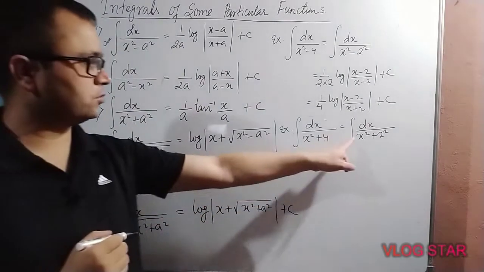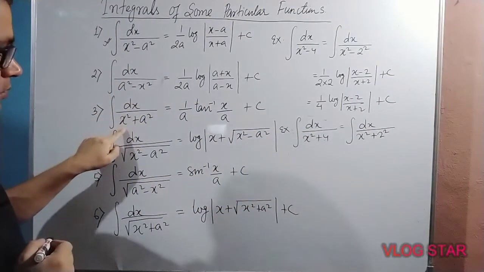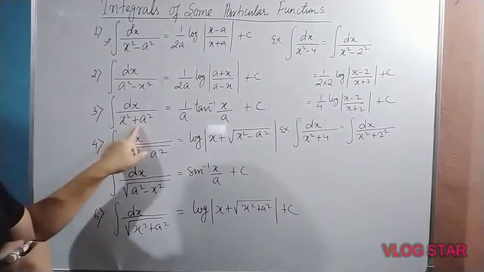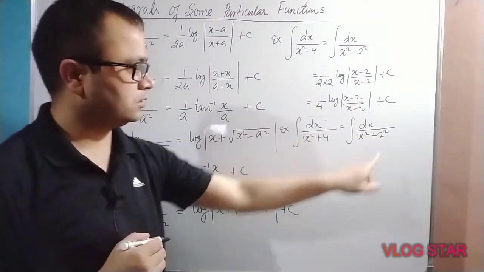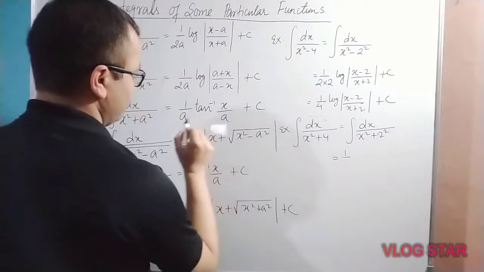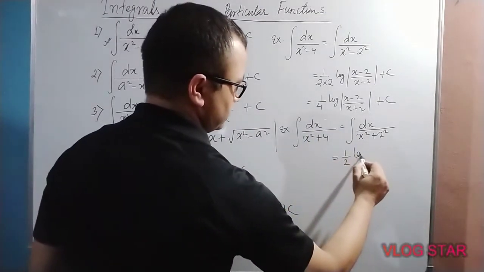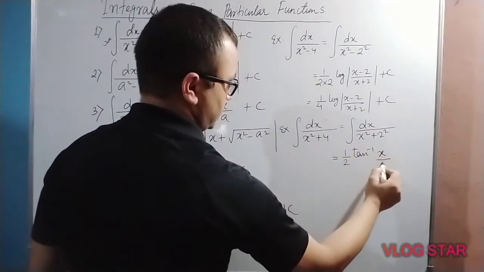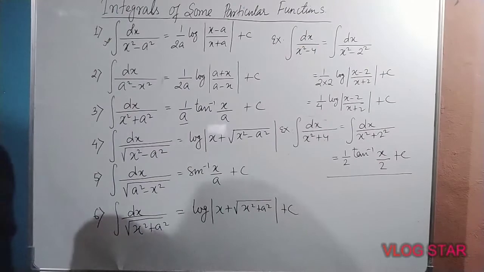Now compare this function with these formulas. It matches x square plus a square, where a is 2. So we can put the formula. This equals 1 by a, which is 1 by 2, tan inverse x by a, where x is x and a is 2, plus c. So this is the answer. Okay, let's take another example.